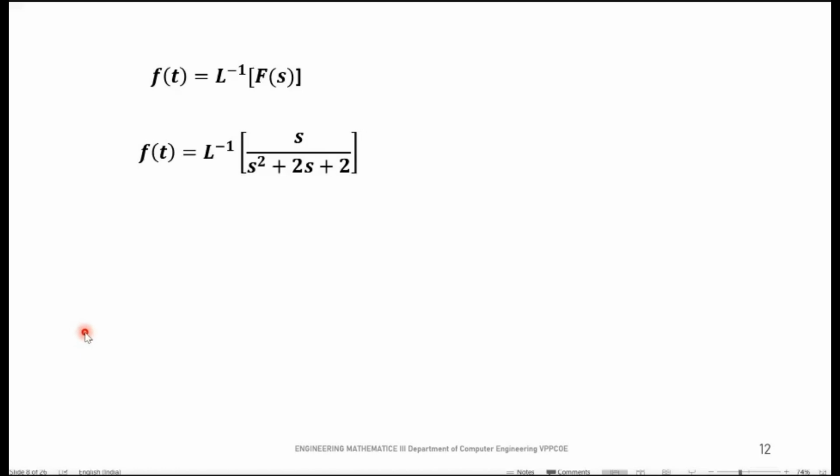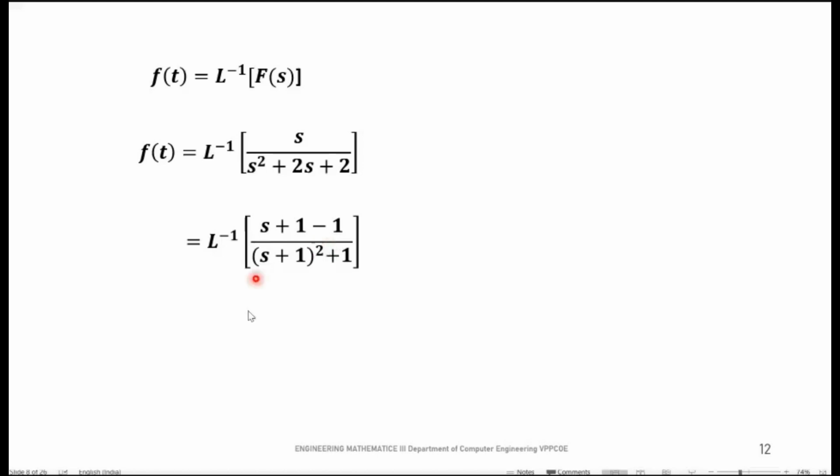Okay, let's check. कैसे करना है inverse? Again, completing the square. So what will be the denominator? We have to divide the coefficient of s by 2. तो यहाँ पे हो जाएगा s+1 the whole square plus 1, है ना? So I'll get s+1 the whole square plus 1 in the denominator. Now denominator में s is replaced by s+1. So in numerator also s has to be replaced by s+1. So I'm adding and subtracting 1 in the numerator.